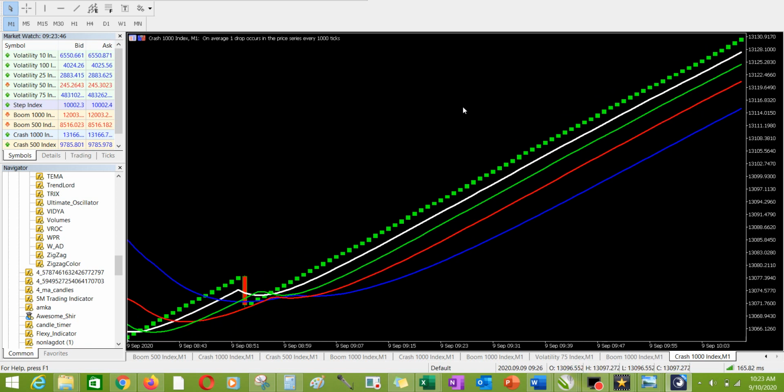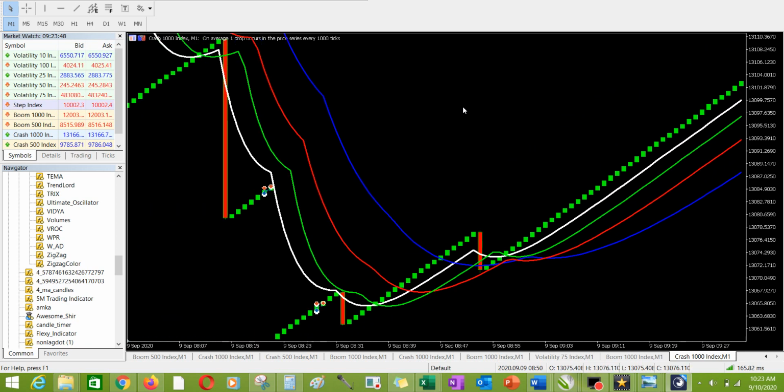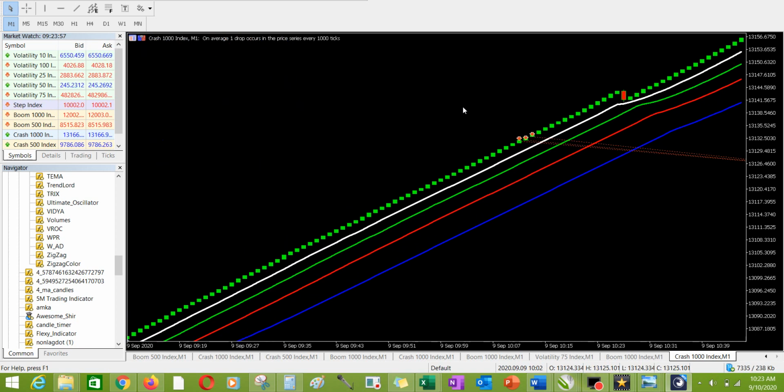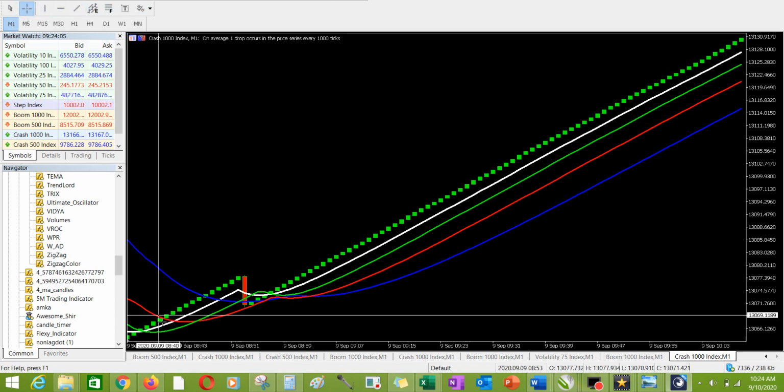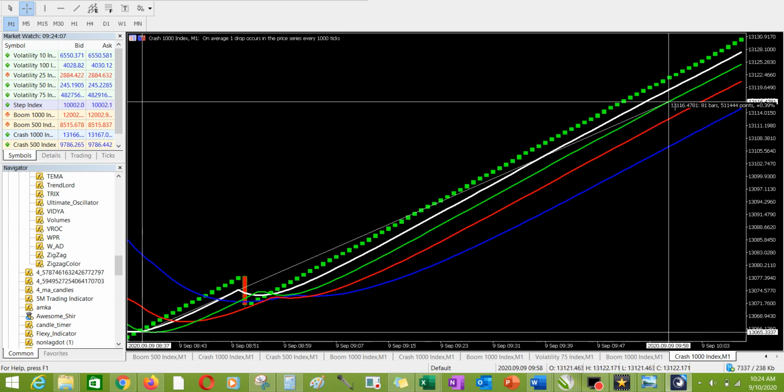Okay, this is the setup we will be using, and I will be using it to explain how you can use it to trade for a very long time. I used this setup in my last video. Can you imagine the market moving from this level to this level?